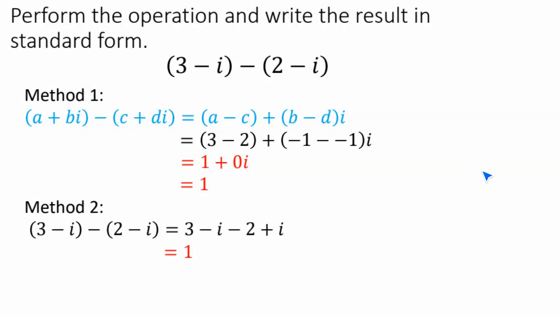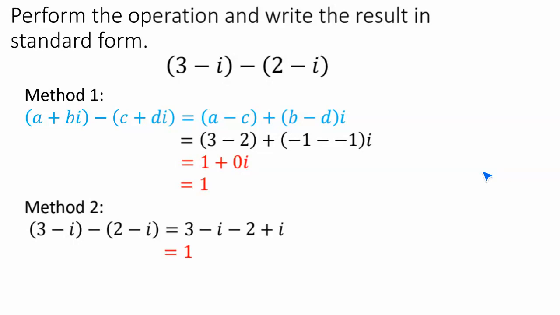Again, the second method is just distributing the negative and then combining all the like terms. I distribute the negative with a 2, gives me a negative 2. A negative times a negative i gives me a positive i. So the 3 minus 2 is a 1, minus i plus i is a 0. Okay.